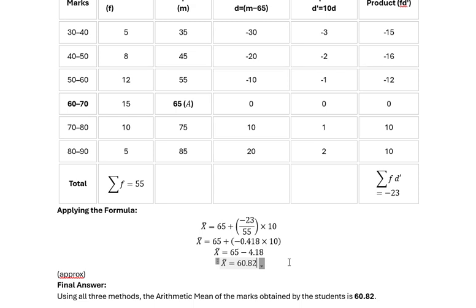Okay, till here I think everything is clear. We will discuss the steps of how to solve this type of question in the next series. This was an introduction to continuous series. Thank you.